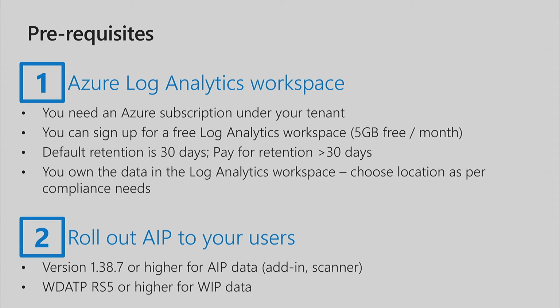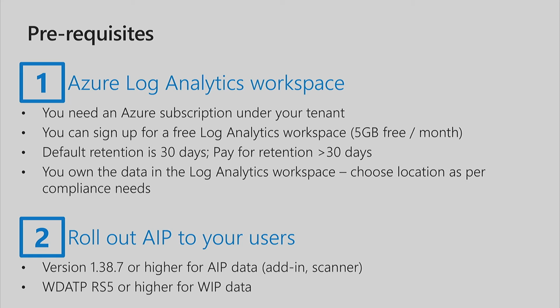The second thing that you need to do in order to get all these amazing reports is to roll out AIP to your users. And this comes in two forms. One, you need to roll out the AIP add-in, which then collects information on what users are doing on their laptops and desktops in terms of labeling. The second thing from the AIP point of view is the scanner. This is where the data discovery comes in. It scans your on-premises file shares and SharePoint sites and picks up data from there. There's a specific version that you need to look out for, version 1.38.7. It's available for download, and you can give it to your users, and it'll pull this data into your Log Analytics workspace.